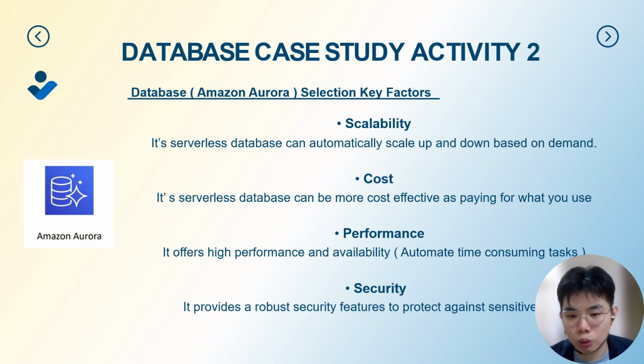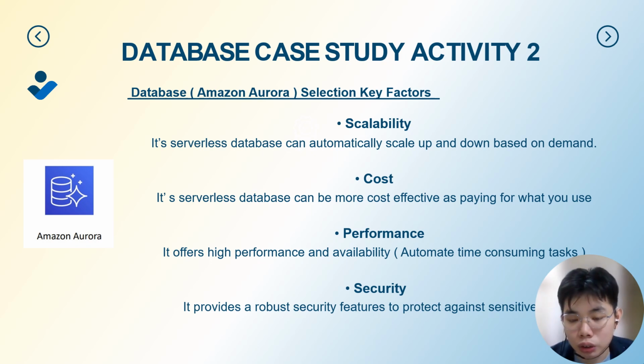Okay, furthermore, let's go on to performance. Amazon Aurora provides very high performance and availability. It helps users automate time-consuming tasks, like configuration and so on. So Amazon Aurora can also speed up time-consuming tasks.